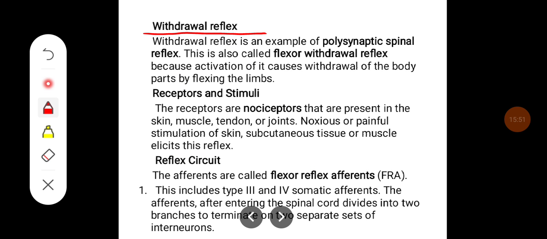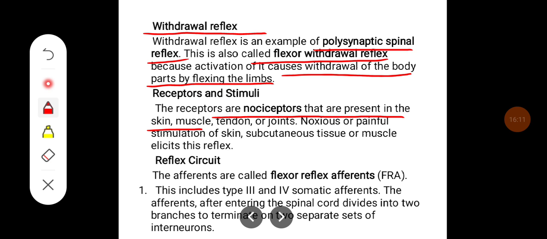Coming to withdrawal reflex. Withdrawal reflex is an example of polysynaptic spinal reflex. This is also called flexor withdrawal reflex because activation of it causes withdrawal of the body parts by flexing the limbs. The receptors here are the nociceptors that are present in the skin, muscle, tendon or joints. Noxious, painful stimulation of the skin, subcutaneous tissue and muscle elicits this reflex.